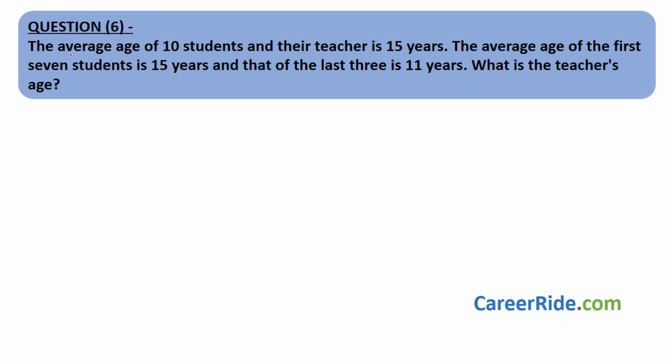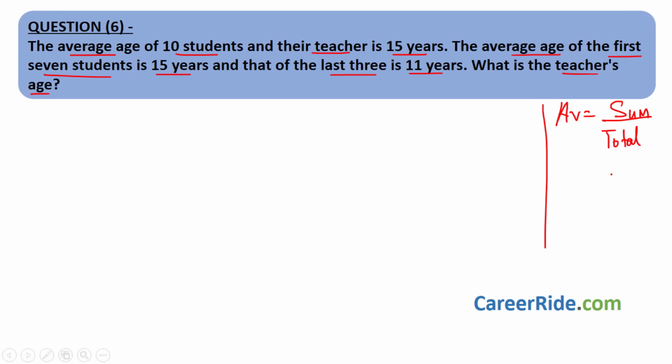Question number 6. The average age of 10 students and the teacher is 15 years. The average age of first 7 students is 15 years and that of the last 3 is 11 years. What is the teacher's age? Again, here we have the average age problem. So, what is the formula for average? We know sum of all observations divided by total number of observations. So, in this case, average is equal to sum of the ages of all people, that is students plus teacher, divided by total number of people, that is the students plus teacher.